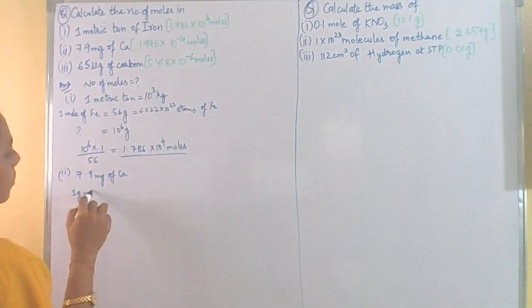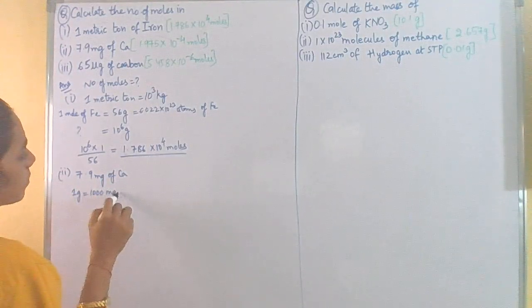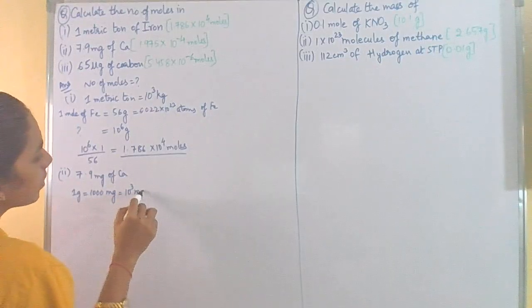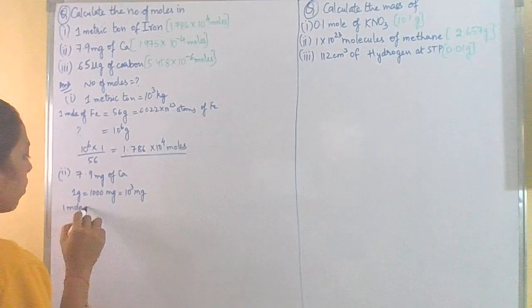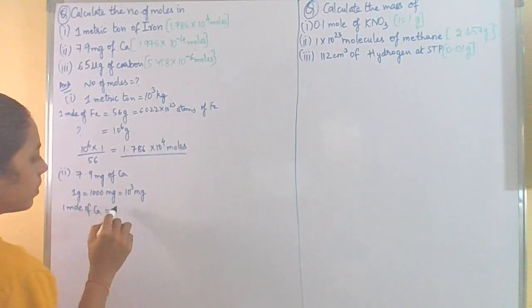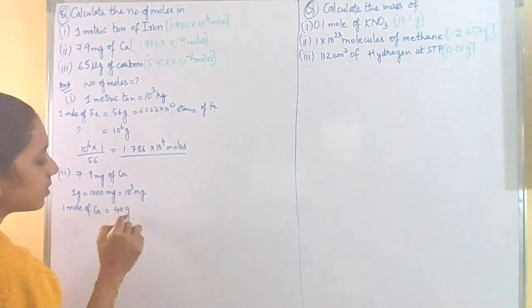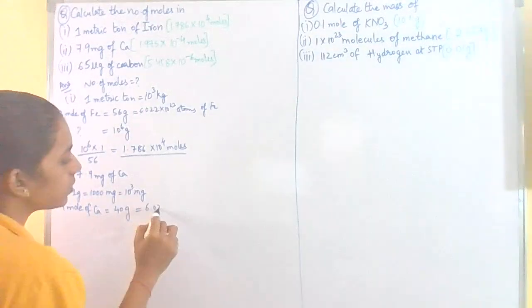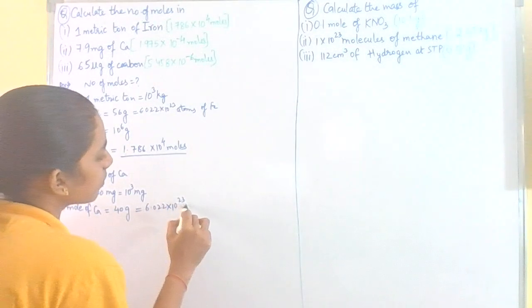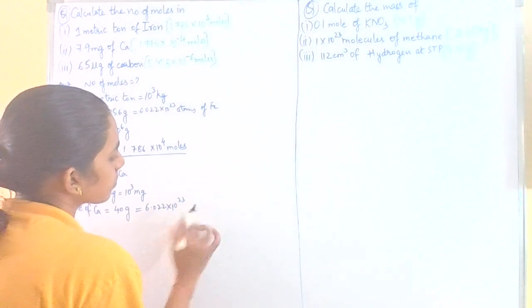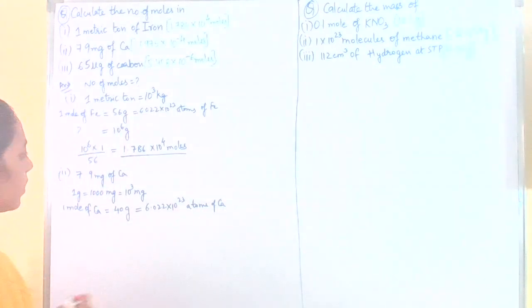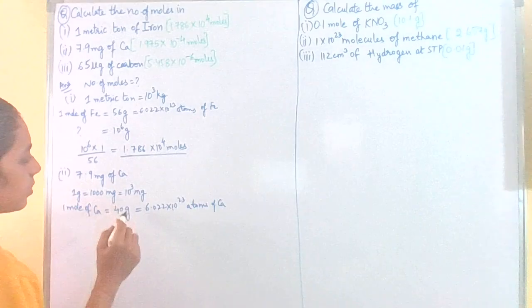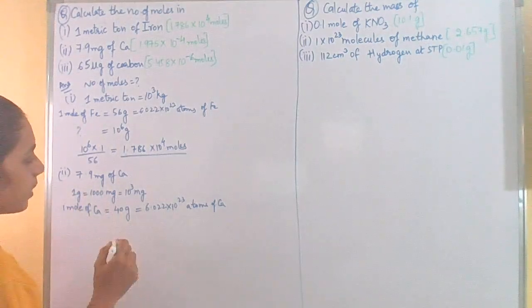1 gram is equal to 1000 milligrams, which is equal to 10 to the power 3 milligrams. We know that 1 mole of calcium atom is equal to 40 grams. This is the gram molecular mass, which is equal to 6.022 into 10 to the power 23 atoms of calcium. They have given that the number of moles should be calculated in 7.9 milligrams.